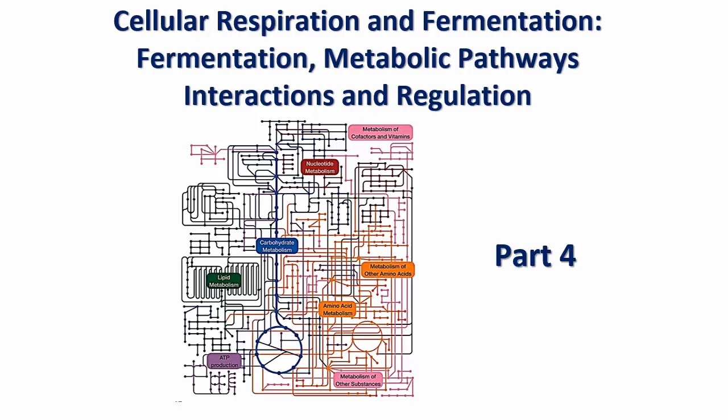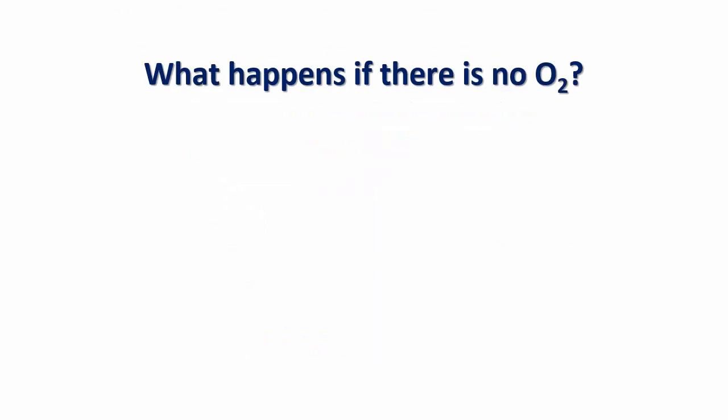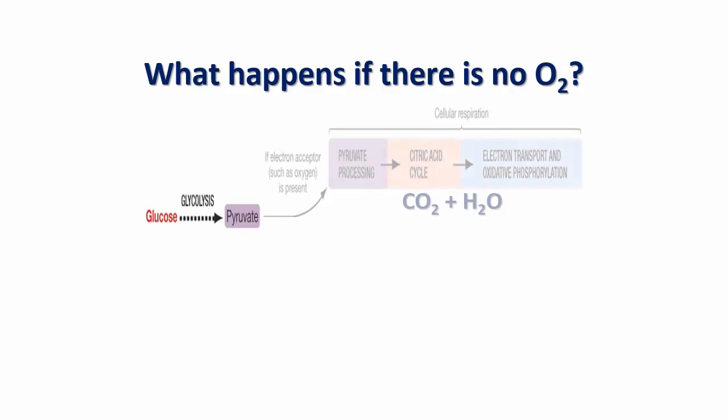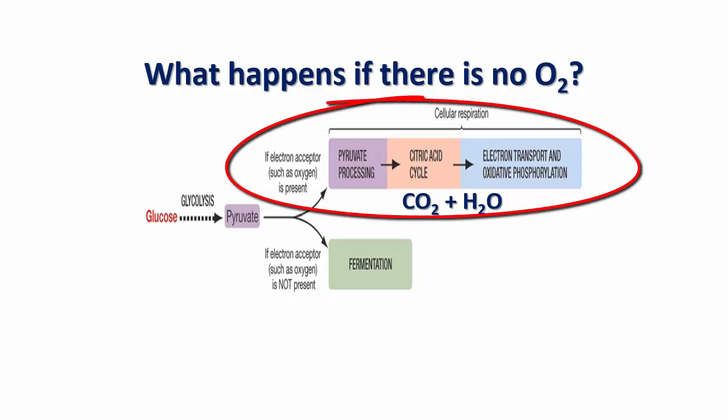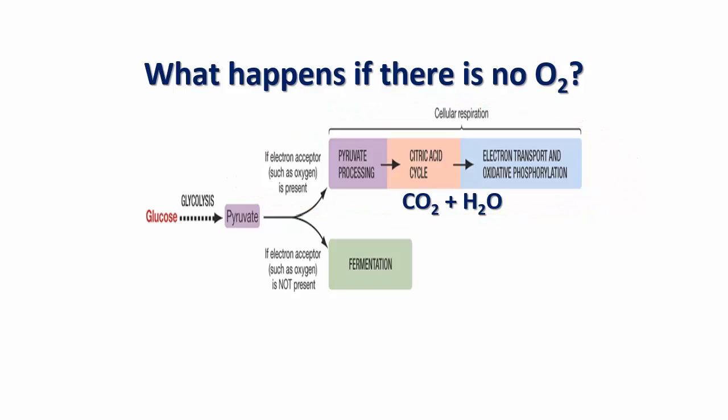In this last video on cellular respiration and fermentation, we will look first at fermentation, then I will give an overview of how catabolic and anabolic pathways are interconnected, as well as how cells regulate their metabolic activities. If you recall from previous videos, we saw that glycolysis is a common pathway for both cellular respiration and fermentation. In the presence of molecular oxygen, cellular respiration is favored, but when oxygen supply is low or insufficient, some cells can divert pyruvate metabolism to the fermentation pathway.